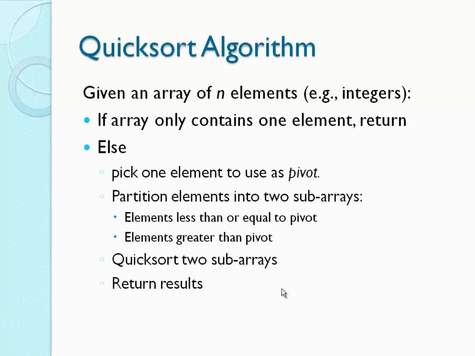Given an array of n elements, if the array only contains one element, then return. Else, pick one element to use as a pivot. Partition elements into two sub-arrays: elements less than or equal to the pivot and elements greater than the pivot. Quicksort the two sub-arrays and return the results.